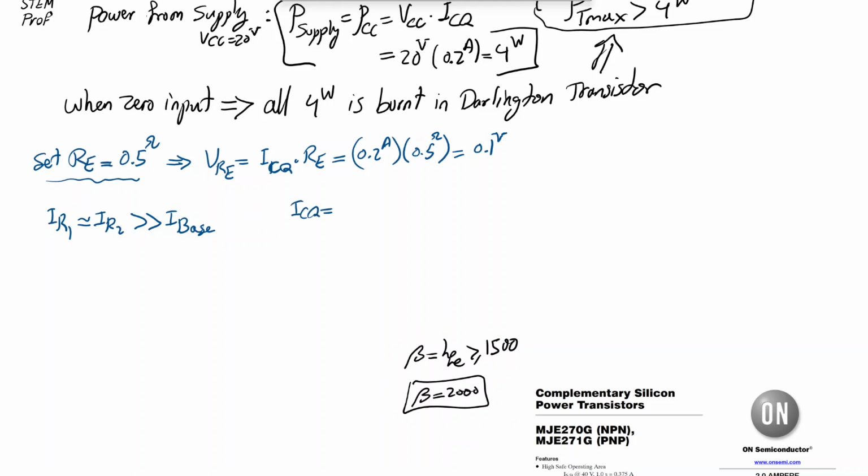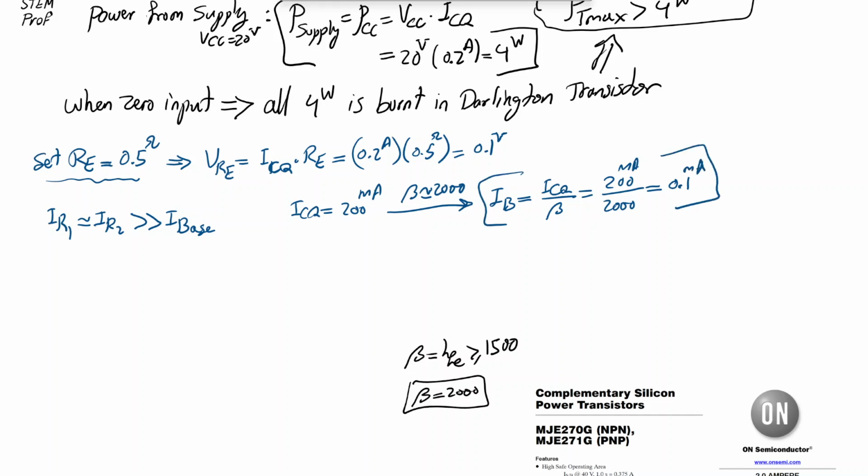ICQ is 200 milliamp. Beta is roughly 2000 for the Darlington, or HFE, the current gain of the Darlington transistor, is roughly 2000, and therefore I base is simply ICQ divided by beta, which is 200 milliamp divided by 2000, which means we are dealing with a very small 0.1 milliamp current at the base of the Darlington transistor.